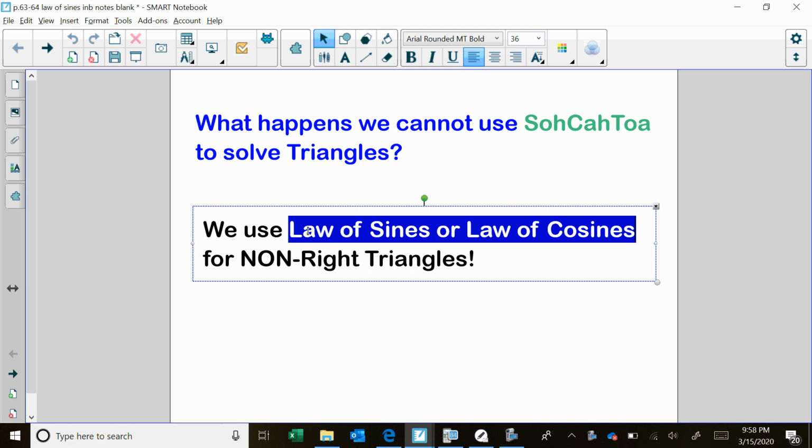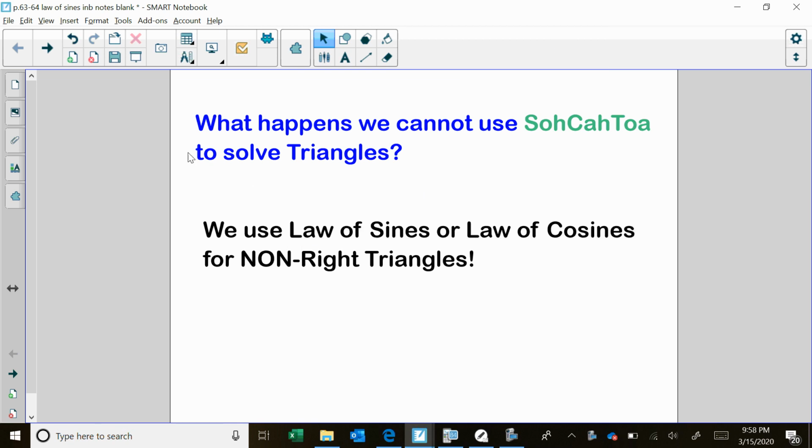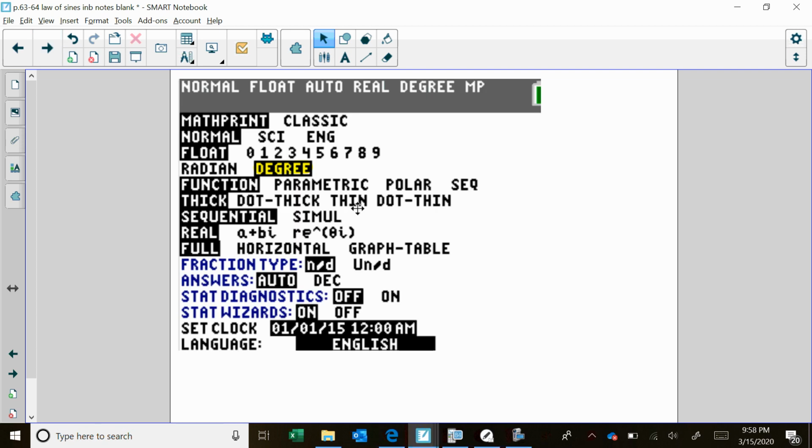Those equations, formulas will help us solve for non-right triangles. So without further ado, let's get into it. Those of you that were here Friday, we talked about making sure our calculator was set in degree mode. If you're not in degree mode, you will not be getting the same values that I will be showing you. So please make sure you're in degree mode.